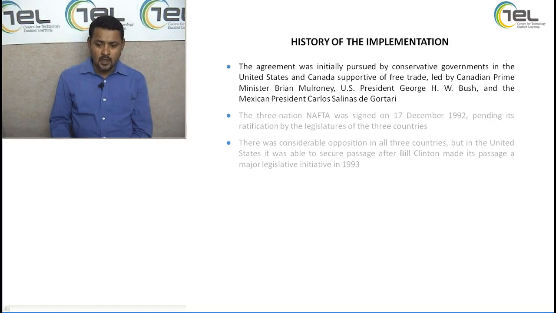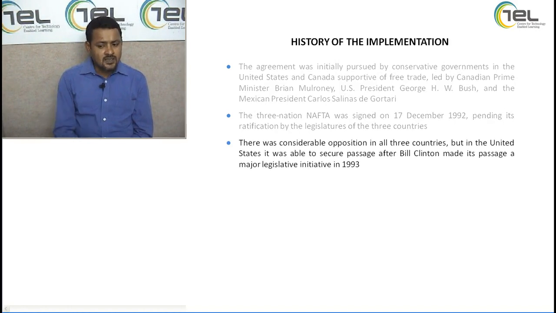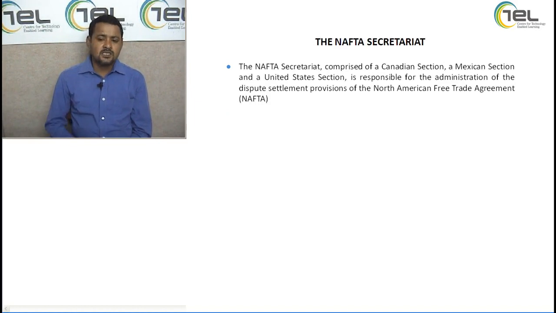The three-nation NAFTA was signed on 17 December 1992, pending its ratification by the legislatures of the three countries, and the legislatures passed these in 1993, thereby paving the way for implementation on 1st January 1994. The NAFTA Secretariat comprised a Canadian section, a Mexican section, and a United States section. It is responsible for administration of dispute settlement regarding NAFTA agreements between all three countries.